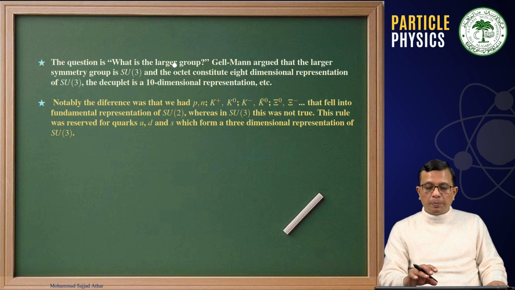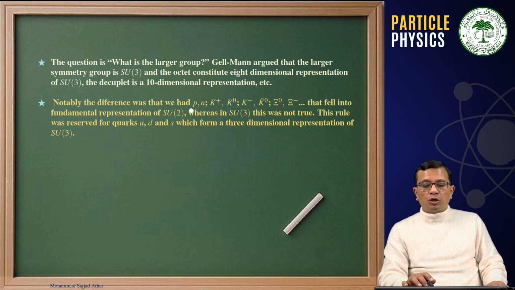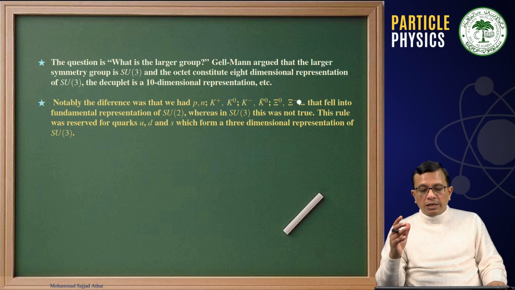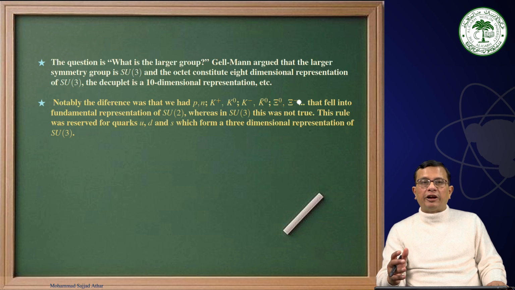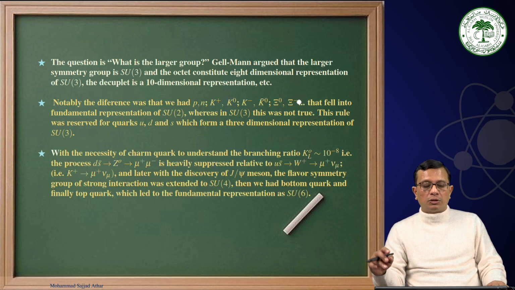But again, let me point out that proton, neutron, K plus, K0, K minus, K0 bar, etc. form a fundamental representation of SU(2). But this is not true in the case of SU(3), where we find that the mass of cascade is much different from the mass of sigma, and that is different from proton and neutron. So this rule was preserved for quarks u, d, and s, which form a 3-dimensional representation of SU(3).